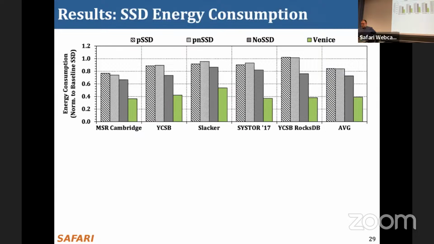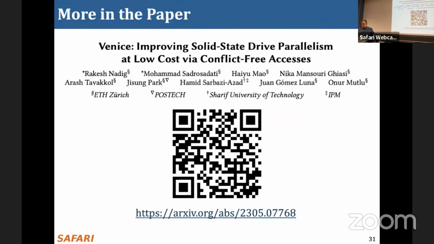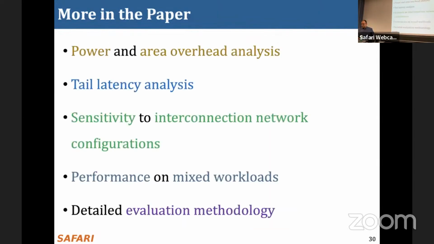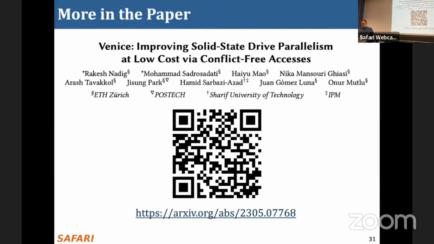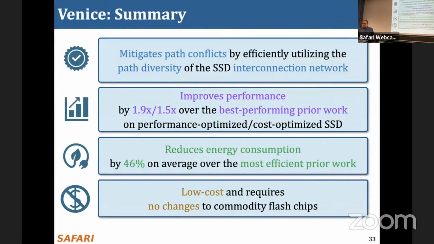We also evaluate energy consumption that you can check. Venice provides better results. We also studied area overhead, which you can read the paper for. Okay, so that's about Venice. Venice provides good performance and energy consumption by providing path diversity for the flash array, and that can reduce path conflicts essentially. Question?